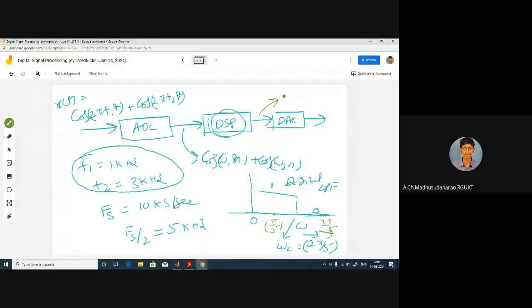See, the input of this digital signal processor is cos omega 1 n plus cos omega 2 n. Then what is the output? Where omega 1 is pi by 5, and omega 2 corresponds to 3 pi by 5. And I have a digital low pass filter, an ideal low pass filter with a cutoff frequency 2 pi by 5. Then what is my output?